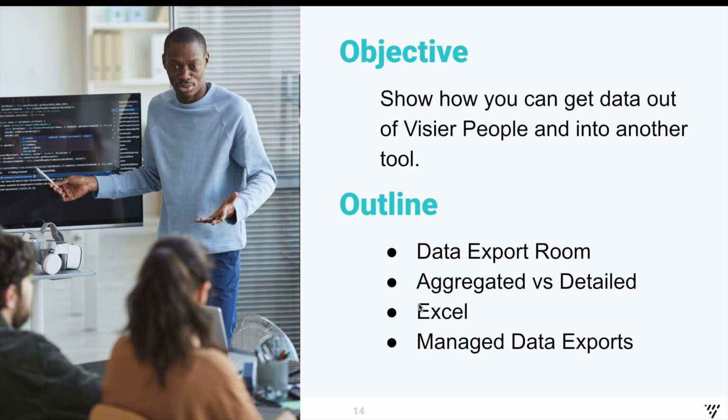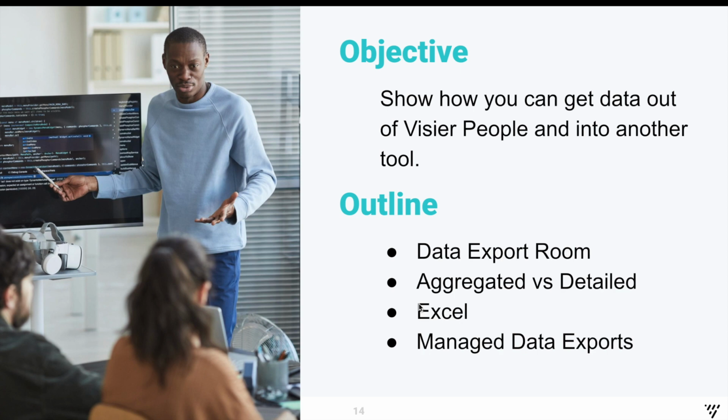In this particular video, we're going to look at probably the most straightforward way to get data out, and that is through the data export room. We'll talk about the difference between aggregated and detailed data exports. We'll close the loop by pulling that data into Excel through the data export room. And finally, we'll end with a topic called managed data exports, which is how administrators can control the data exports available to their end users so that they can self-serve.